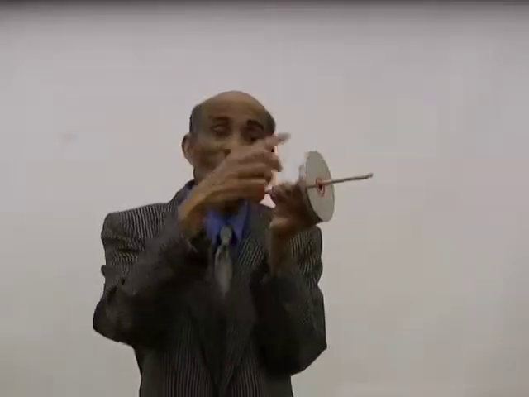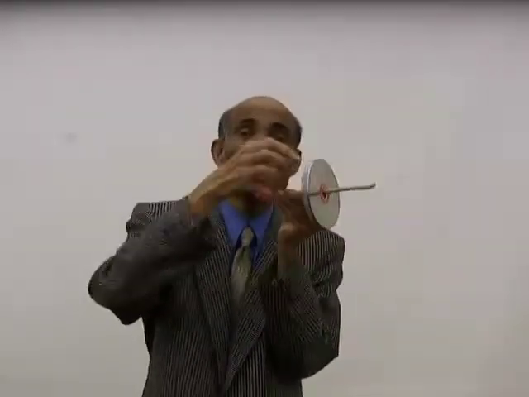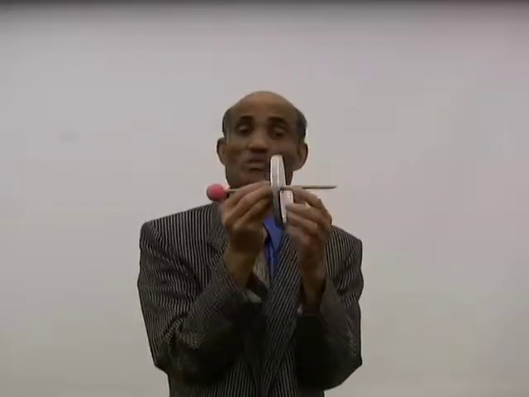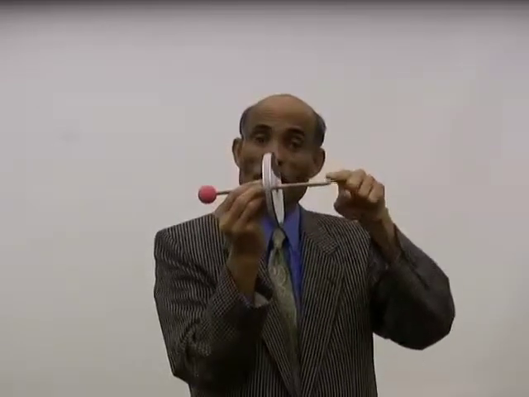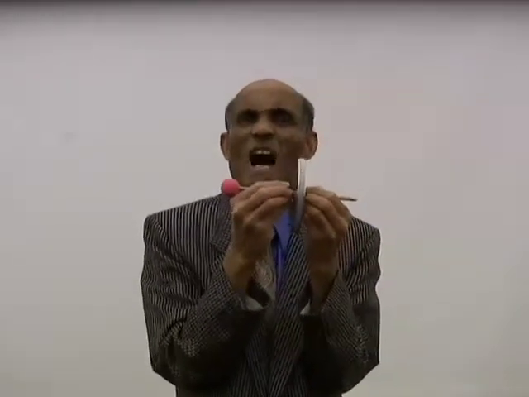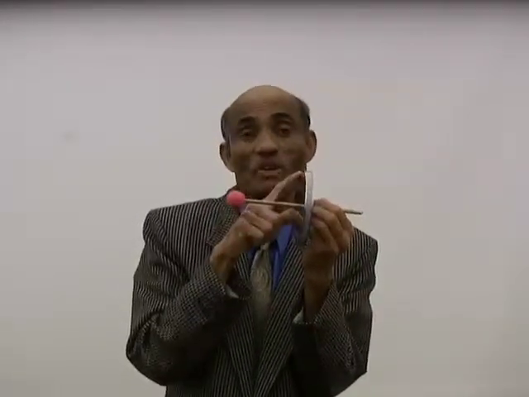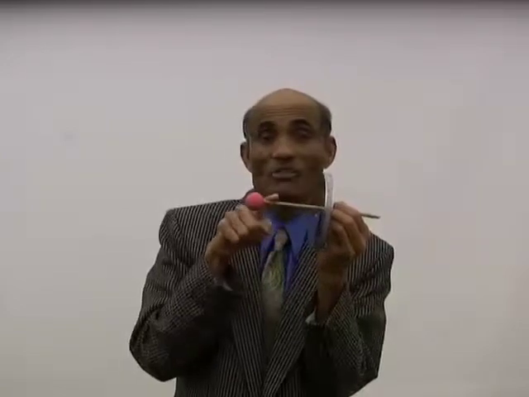Now, this disk has a moment of inertia about this axis. You can see the axis is actually passing through its center of mass. And so, the moment of inertia of this disk about the axis that passes through the center of mass, we will call I center of mass. Moment of inertia of the disk about an axis that passes through its center.